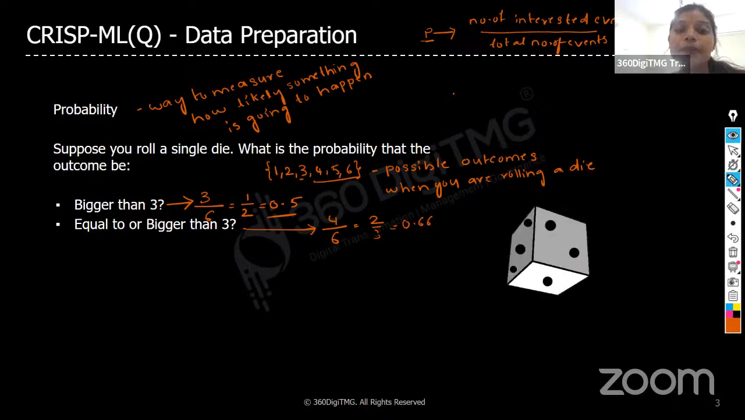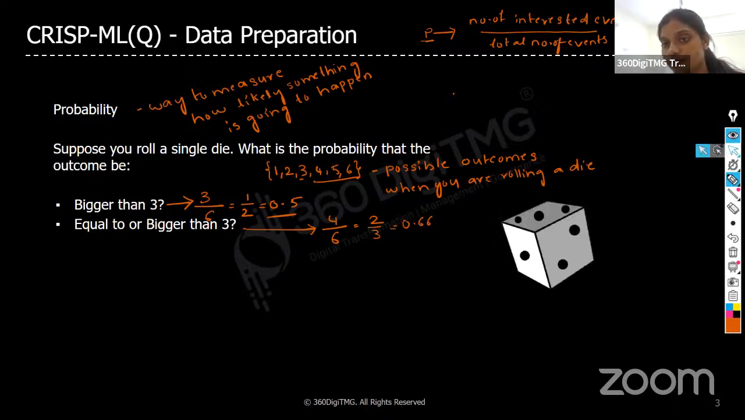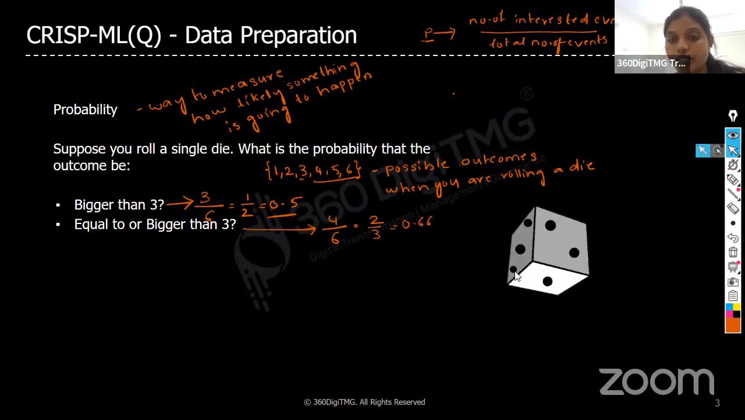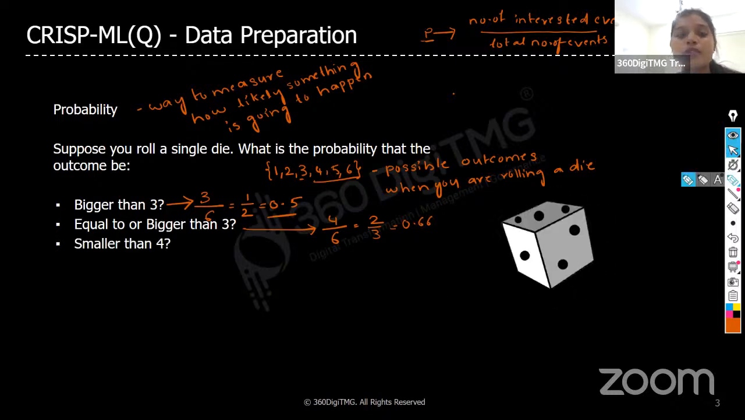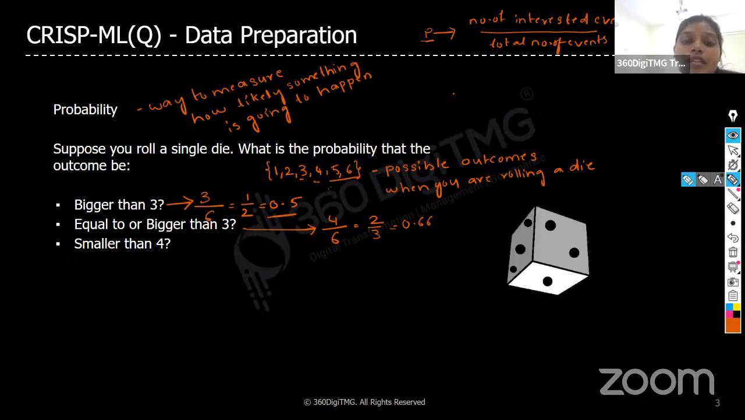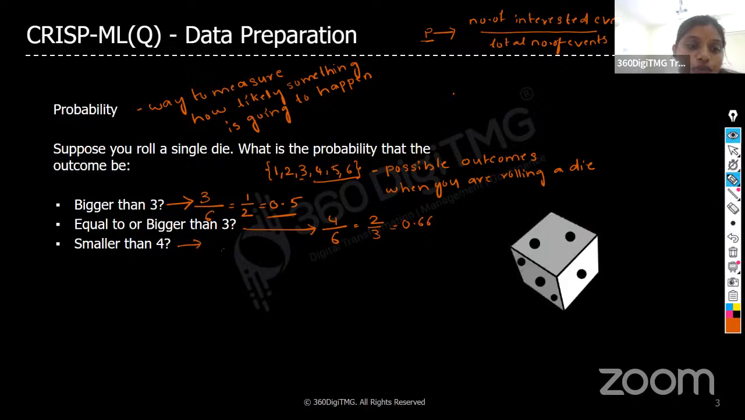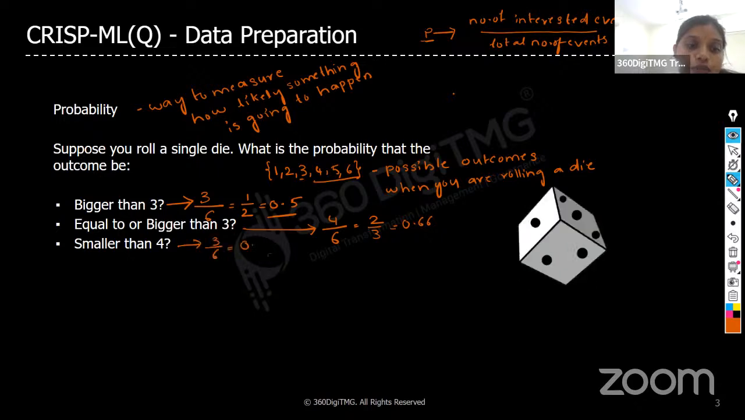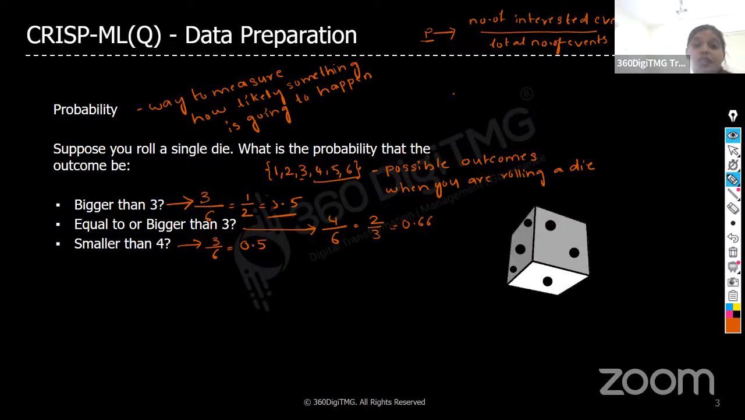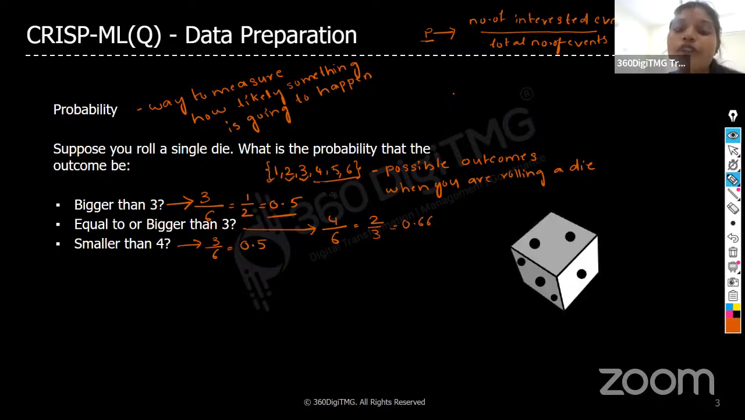Similarly, we will see the third one as well. What is the third one? Smaller than 4. When you see the 6 possible outcomes, the ones smaller than 4 are 1, 2, 3. So this one is also 3 by 6, which is equal to 0.5. Why is this also 3? Out of the 6 outcomes, how many are smaller than 4? That is not smaller than or equal to, just smaller than. So 1 is smaller, 2 is smaller, 3 is smaller, 4 is not smaller.